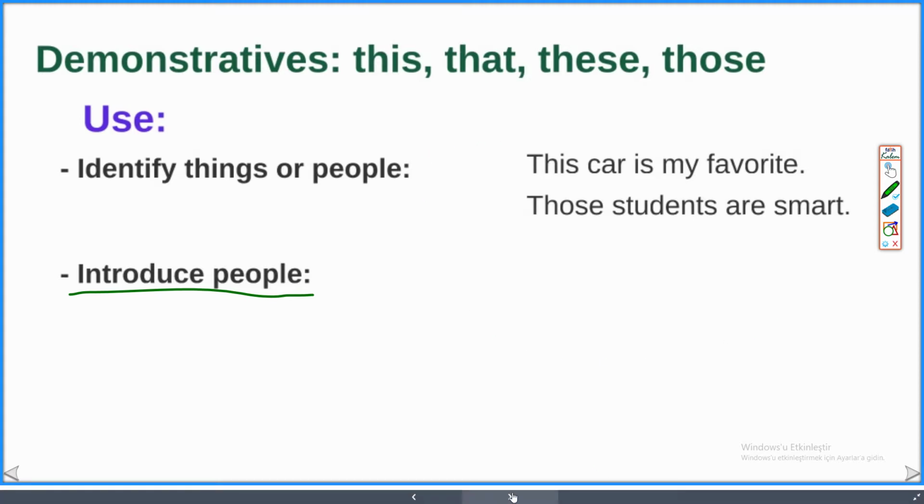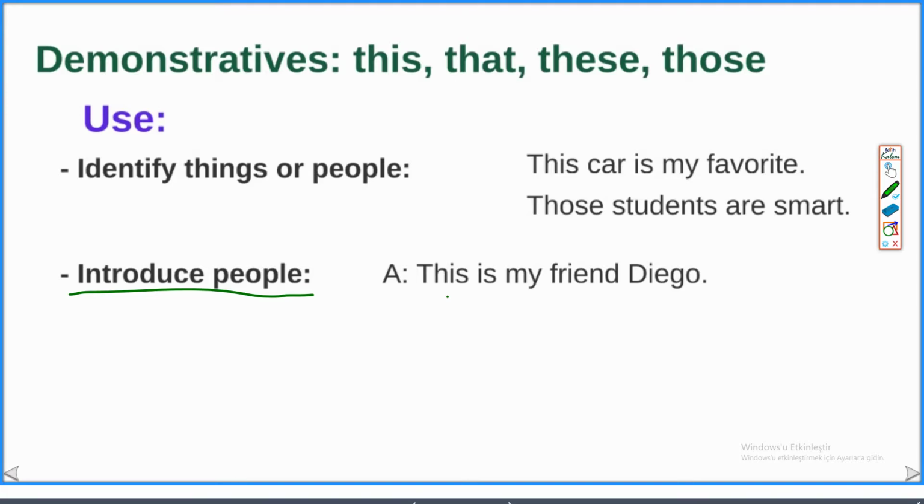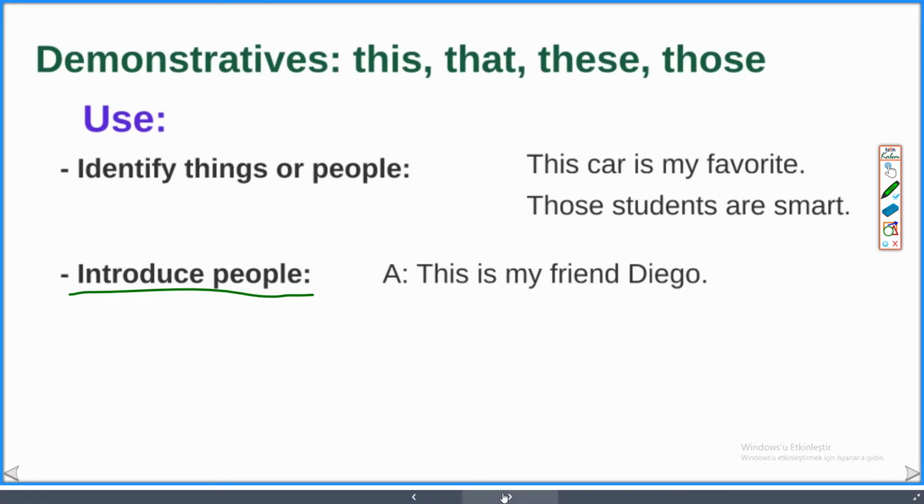For example, this is my friend Diego. I introduce my friend to you. And this is my friend Diego. Who is this? This is my friend Diego. Okay. And guys, nice to meet you, Diego. And we introduced ourselves to each other. Okay. Nice to meet you, Diego.